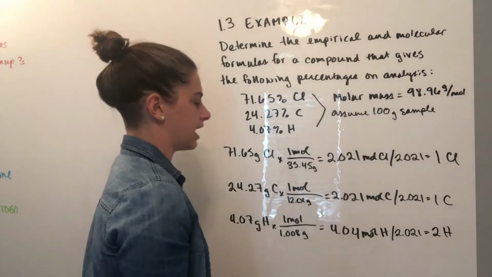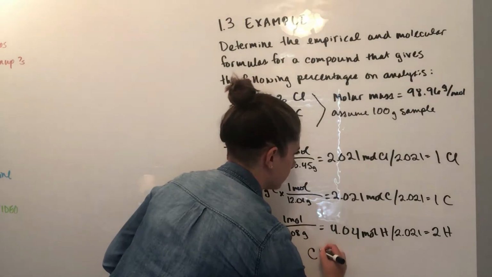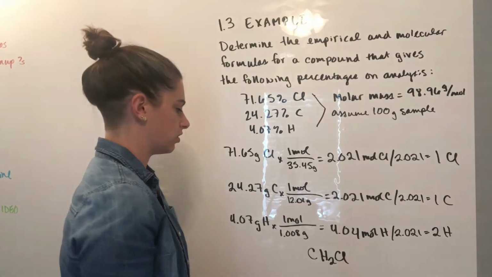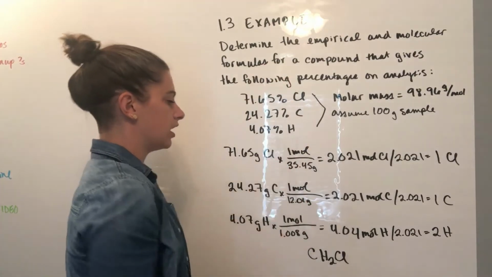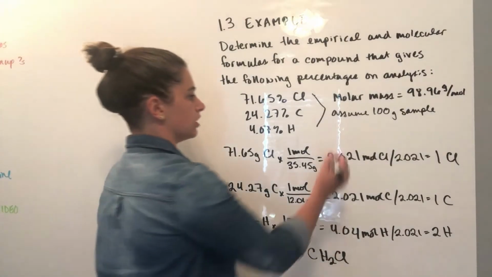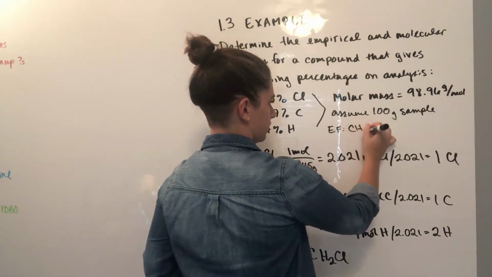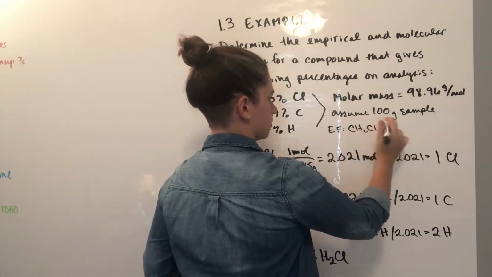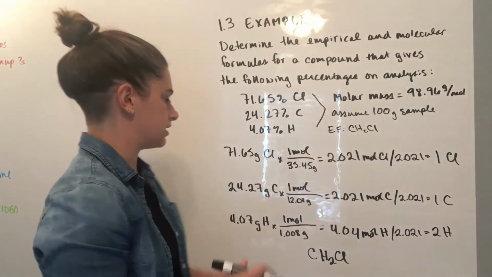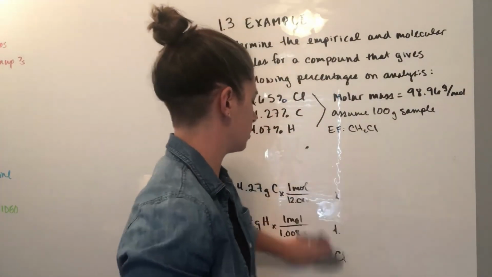So I know that I have a formula of CH2Cl as my empirical formula. So that's the first part of the question. Now, just for space, I'm going to do some erasing. So I'm going to write my empirical formula up here so that I don't forget it. There we go. Empirical formula CH2Cl. Okay. Let's erase the bottom part of my board.